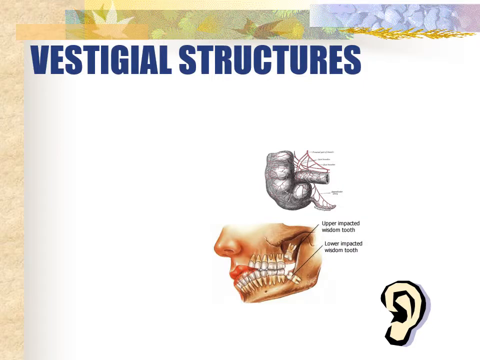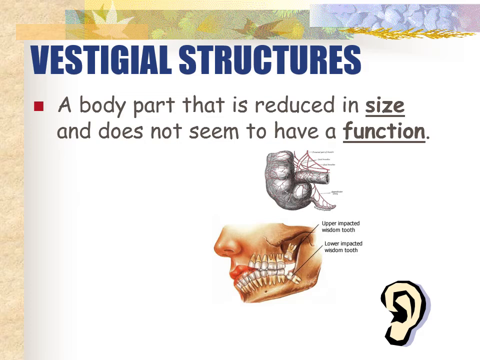Next, we can look at vestigial structures. Vestigial structures are body parts that seem to be reduced in size and no longer seem to have a function, but they probably did at some point in the evolutionary history of the organism.